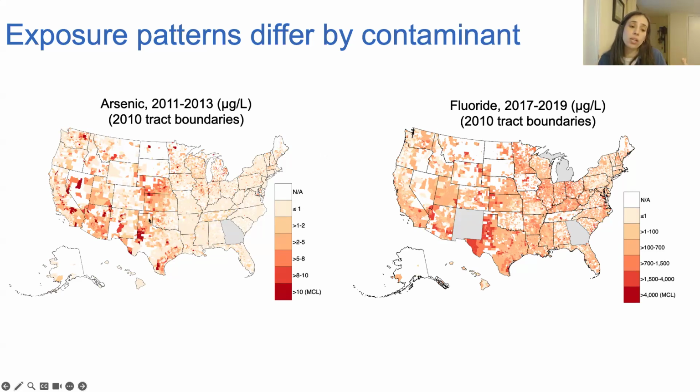Arsenic matches pretty closely to underlying source water aquifers, and fluoride is a little bit more homogeneous because of the additional additions at the water facility. So there's no easy one answer to what water contaminants look like spatially across the US. They're very different because each of these contaminants has a different source profile.